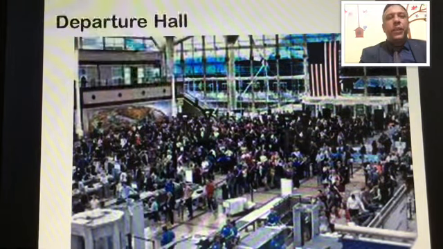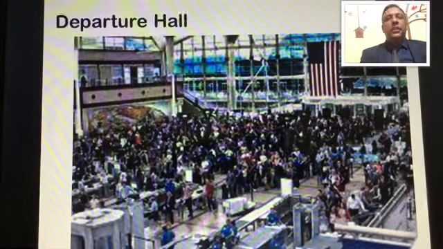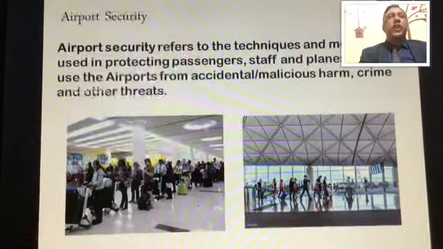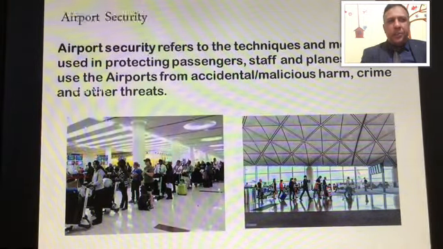As you see, we need to follow this protocol in terms of a departure hall. This is a very significant part as well. Okay, so aviation security. What do you mean by aviation security, guys? That's a very important thing. Aviation security refers to the techniques and methods used in protecting passengers, staff, and planes which use the airports from accidental or malicious harm, crime, and other threats.